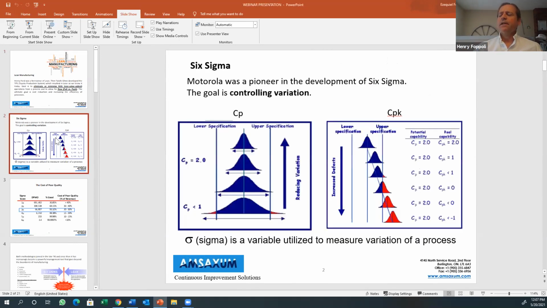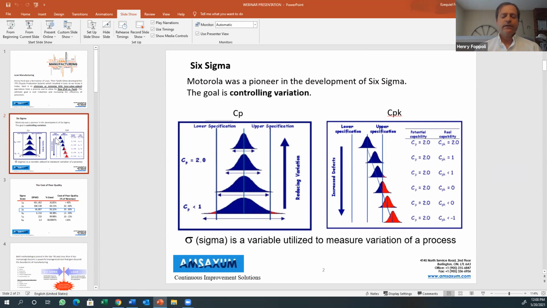So then Six Sigma was mostly developed by Motorola, and the goal is basically controlling variation, and it aims also at quality, because as we will see, variation has a cost related to it. And so the variable that we use for measuring that variation is the standard deviation. That's what we call sigma. Also, this can be used for data analysis, prediction. It could be used for correlation analysis and regression analysis.